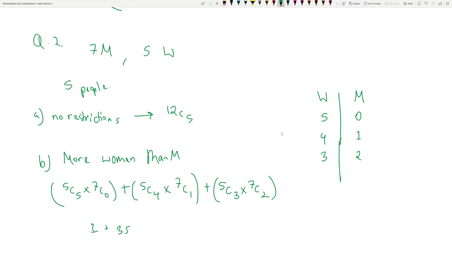5C3 times 7C2, which is 210. That is 246. That is your answer.